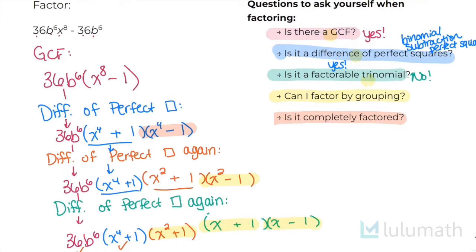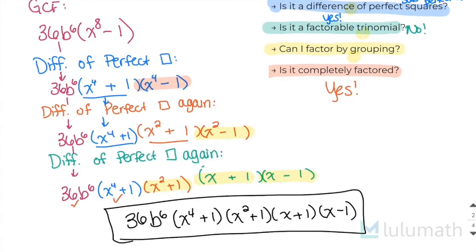Is it a factorable trinomial? None of these factors is a trinomial. They're all binomials. Can I factor by grouping? I cannot, because there's nothing to group when you only have 2 terms in each factor. So now I can officially say, yes, this is completely factored, and therefore 36b to the power of 6 multiplied by x to the power of 4 plus 1 multiplied by x to the power of 2 plus 1 multiplied by x plus 1 multiplied by x minus 1 is my final answer.